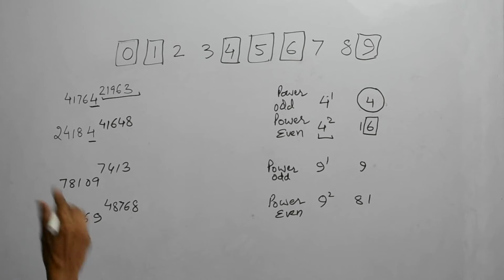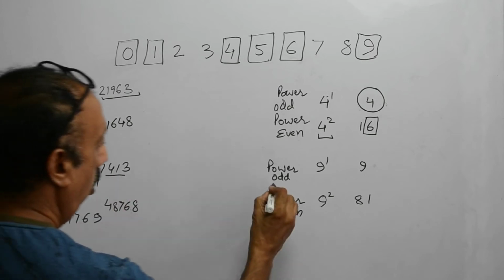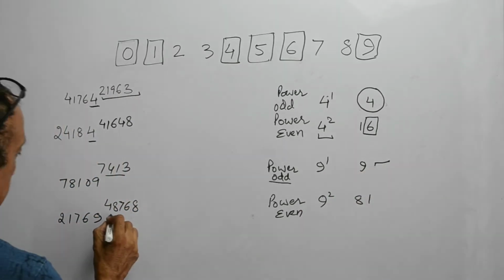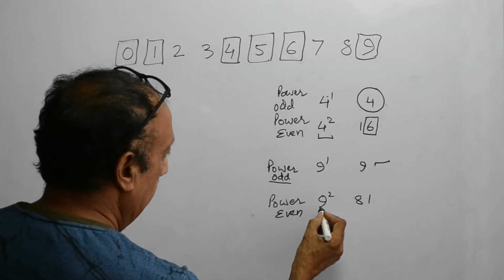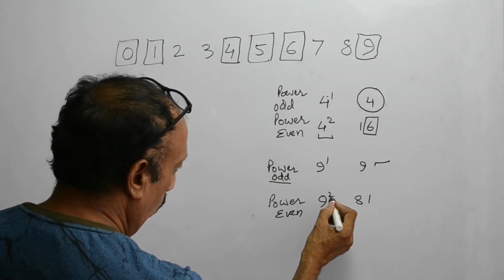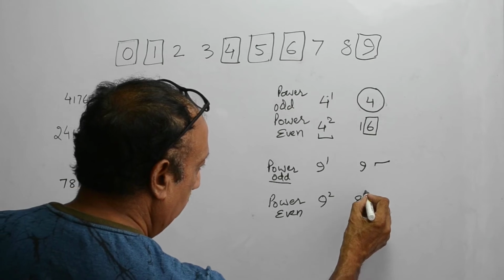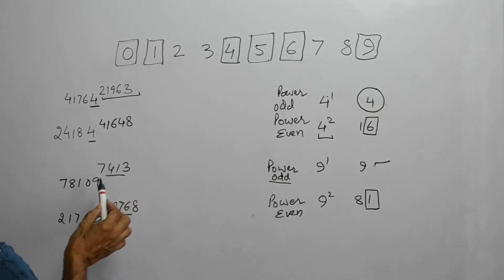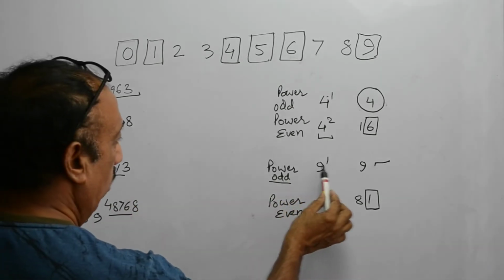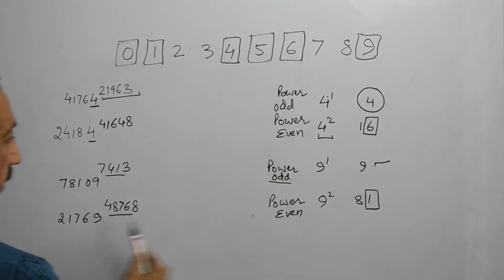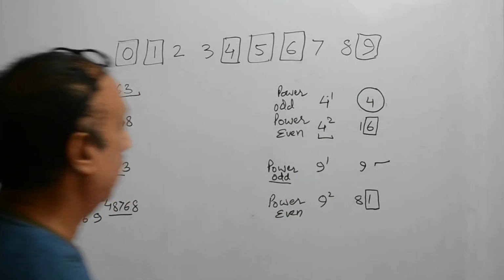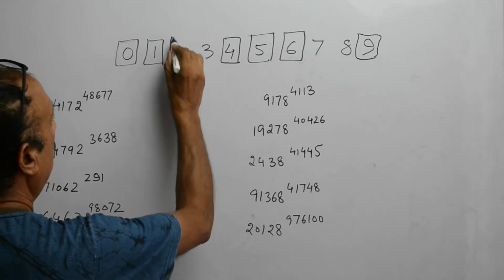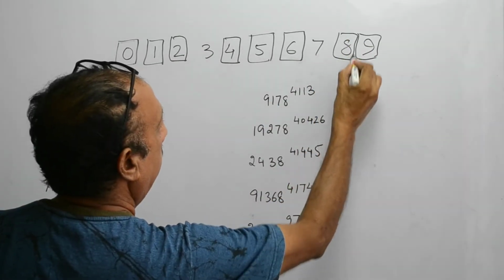Similarly, in case of 9, if the power is odd, we are going to get 9 raised to power 1, 9, as the answer. If the power is even, then we are going to get 9 raised to power 2 as the answer, which means we are going to get 1 as the last digit. So if the power is odd, we get 9. If the power is even, we get 1. Now let us find the last digit in case of 2 and 8.